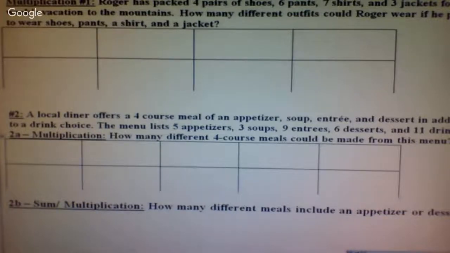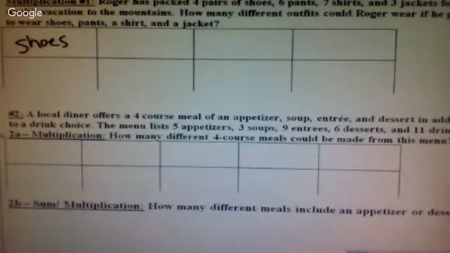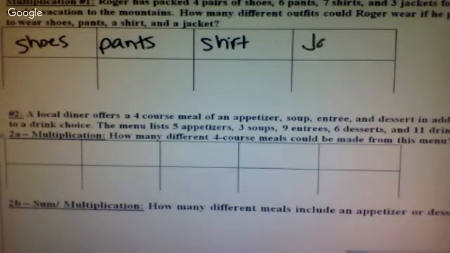Roger has packed 4 pairs of shoes, 6 pants, 7 shirts, and 3 jackets for a week's vacation to the mountains. How many different outfits could Roger wear if he plans to wear shoes, pants, shirt, and a jacket? Again, write it out in words. What does Roger want to wear? Shoes, pants, shirts, and jackets. With all the emphasis that goes with it too. So now that you have it in words, change it into numbers.